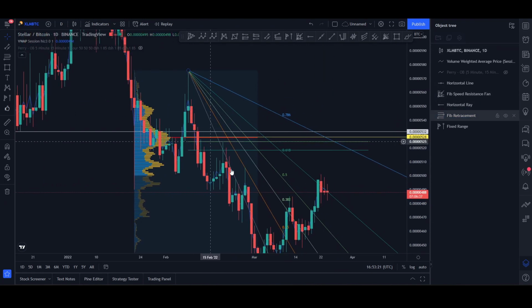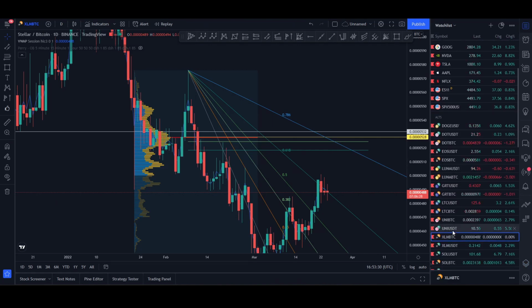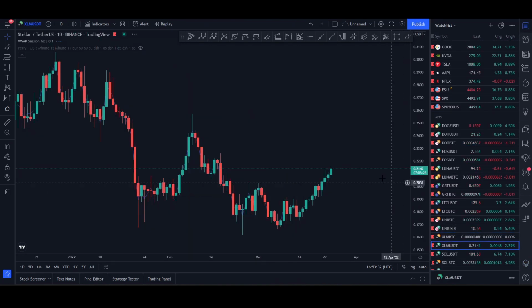Also, I have a speed fan taken from the high to the low. We have a potential 786 hit of the speed fan. It could also act as a really nice resistance. Let's go to the USDT pair.